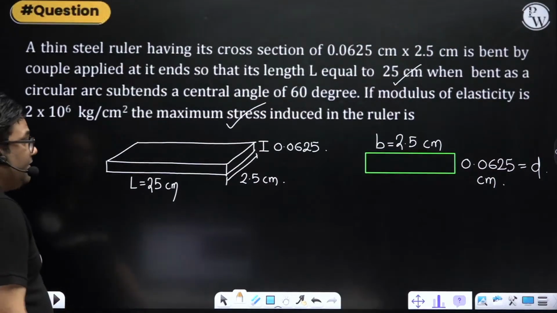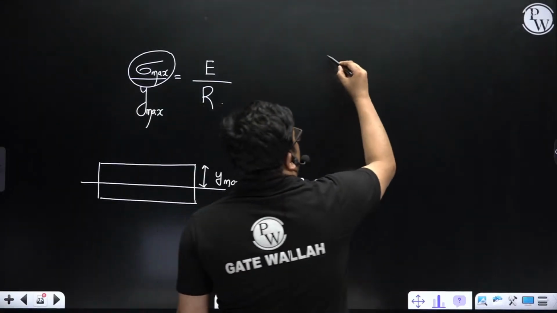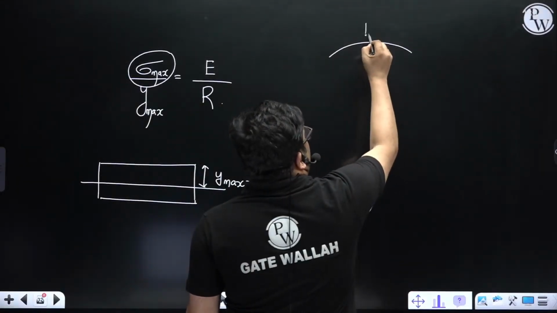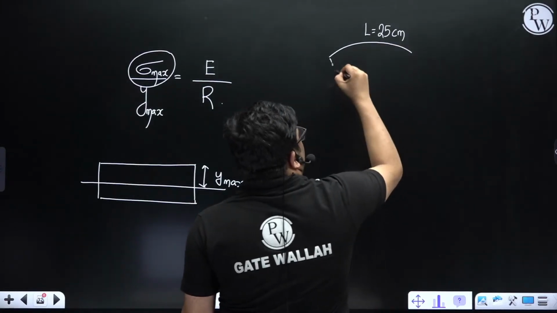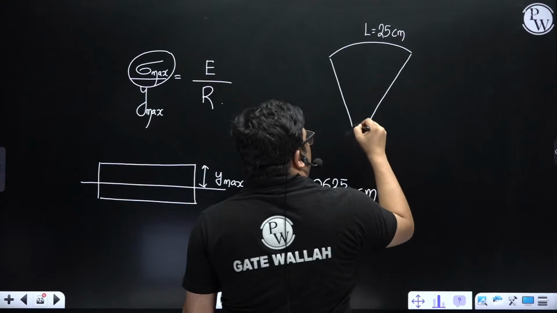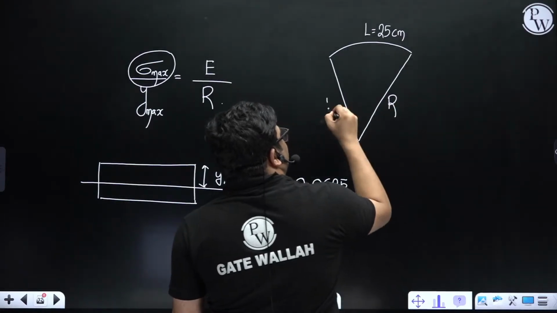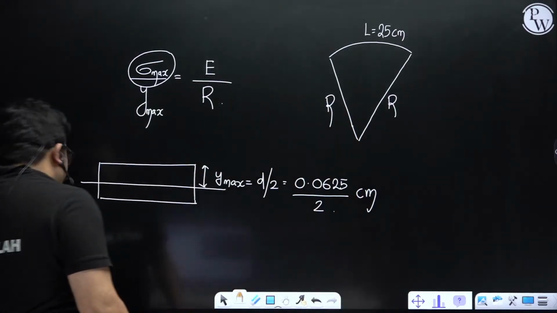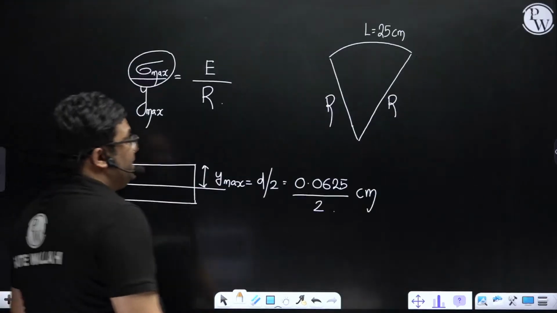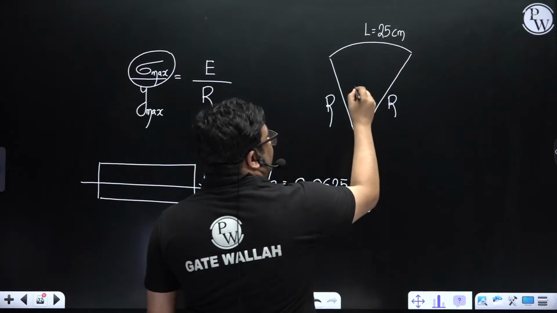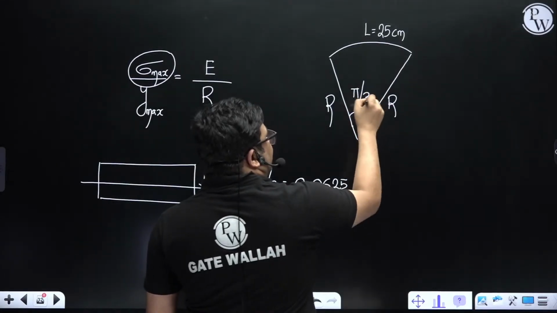Now, how to find R? Very easy, I have already told. If the scale is bent, the length of the scale, which is 25 centimeter, forms the arc length, and I can find the radius because the angle subtended is given. It is given as 60 degree. 60 degree in radian is pi by 3.